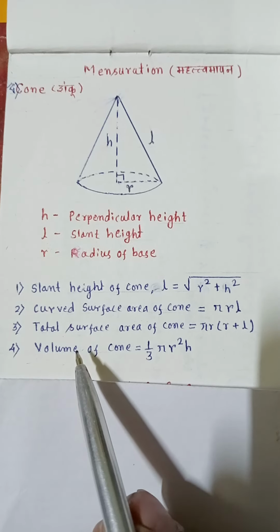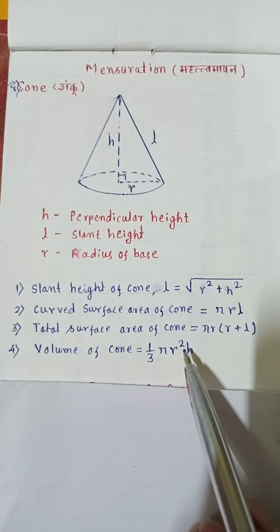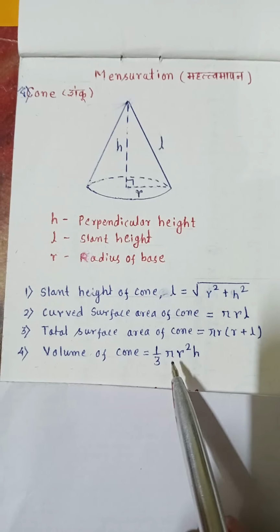Fourth formula, volume of cone is equal to 1/3 pi R square H.